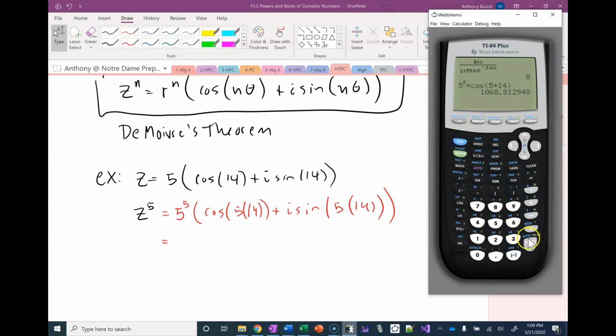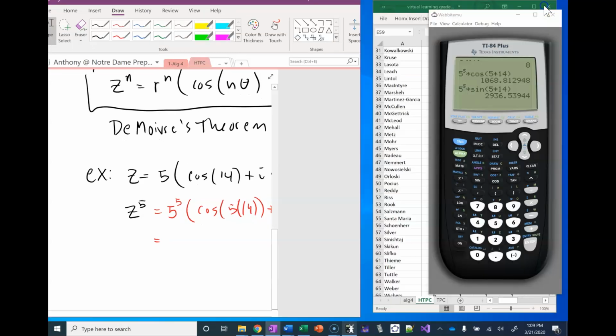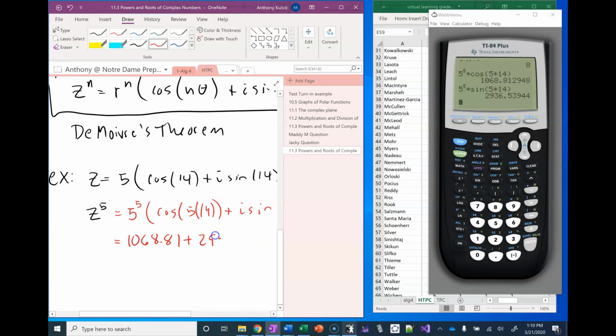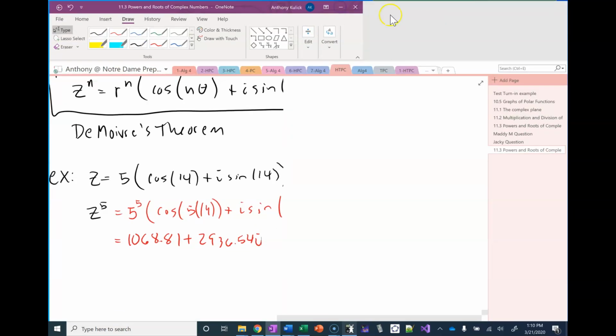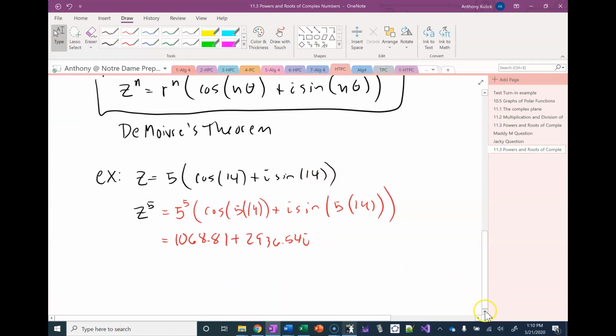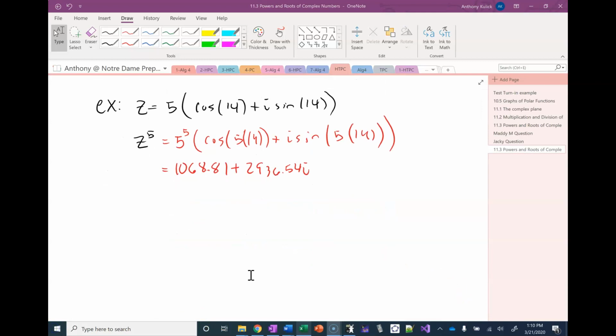And then we'll do the same thing for sine. I'll just recall that last thing I typed in and turn that into a sine. So we get 2936.54. So I have then 1068.81 plus 2936.54i. And that's basically it for how we use that formula. So that should be pretty easy.